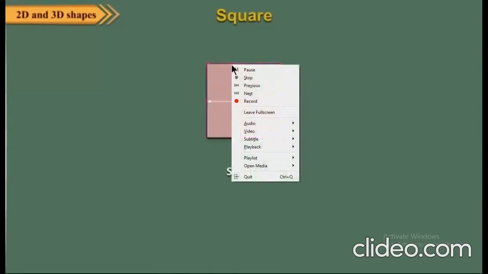Now, what is square? Let us find. Square is a figure which has four sides. All the sides of square are equal and a square has four vertices. Look here. These are vertices.